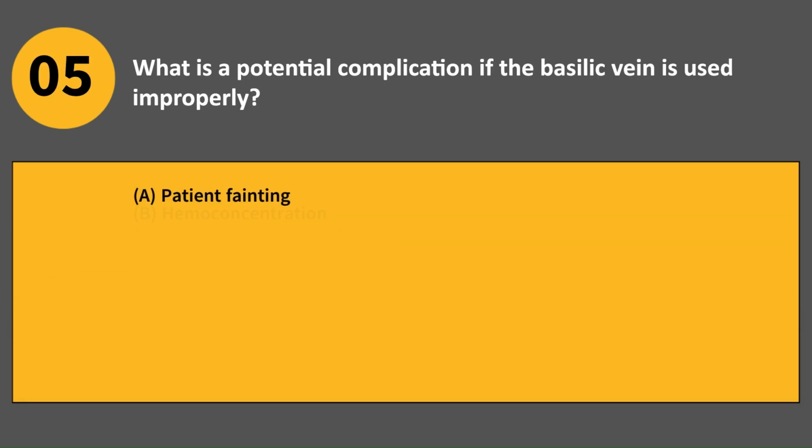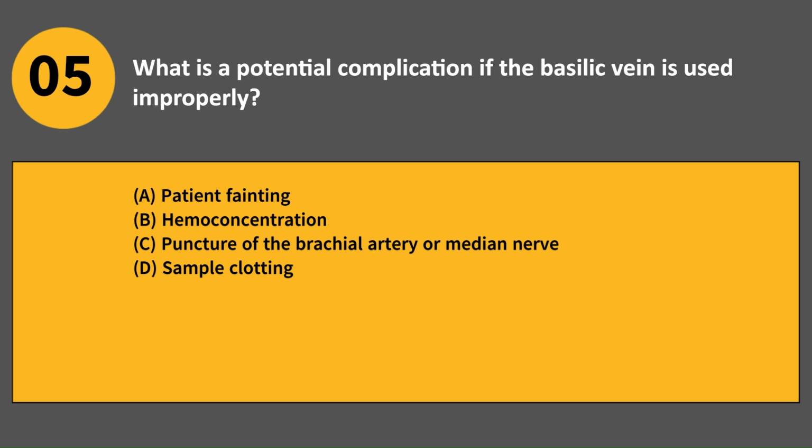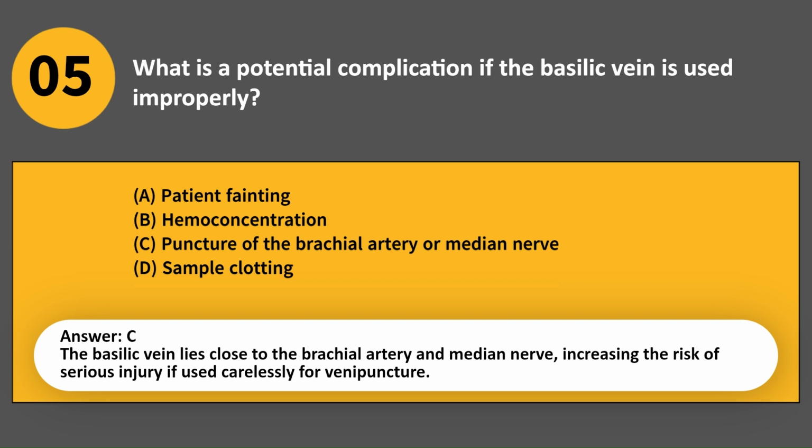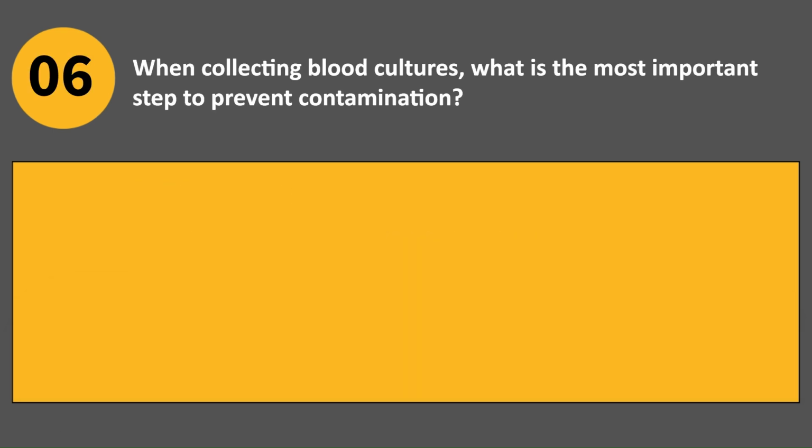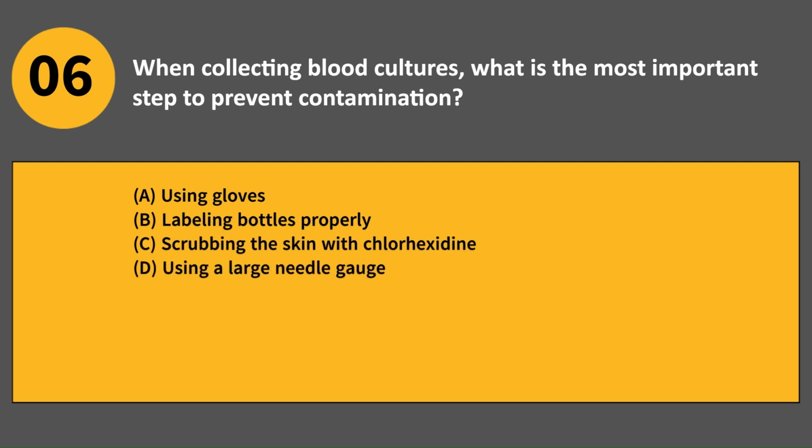What is a potential complication if the basilic vein is used improperly? A. Patient fainting. B. Hemoconcentration. C. Puncture of the brachial artery or median nerve. D. Sample clotting. Answer: C. The basilic vein lies close to the brachial artery and median nerve, increasing the risk of serious injury if used carelessly for venipuncture. When collecting blood cultures, what is the most important step to prevent contamination?